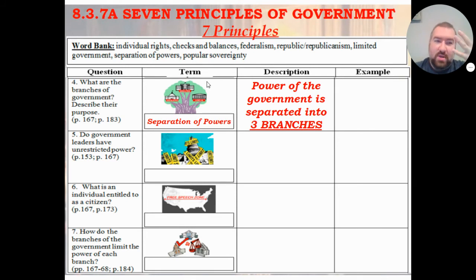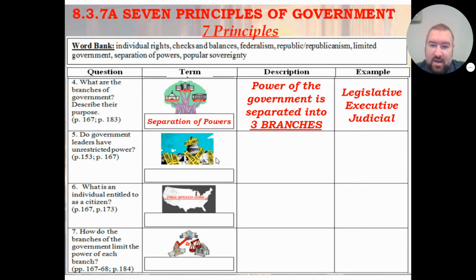3 branches. 3 words, 3 branches. So, what are these branches? That would be the legislative, the executive, and the judicial. One more time: legislative, executive, judicial. I don't know if you guys can see that, but that's what it says right there.